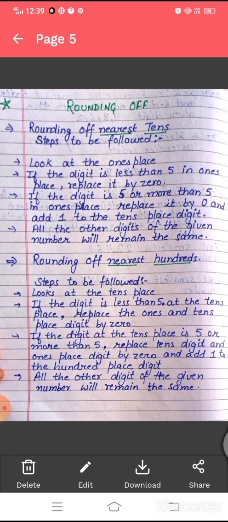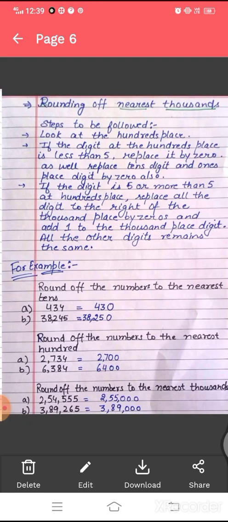For the nearest 100, we have to look at the tens place digit. If the digit in the tens place is less than 5, replace the ones and tens place digits by 0. If the digit at the tens place is 5 or more than 5, replace the tens digit and ones digit by 0 and add 1 to the hundreds place digit. All the other digits of the given number will remain the same.